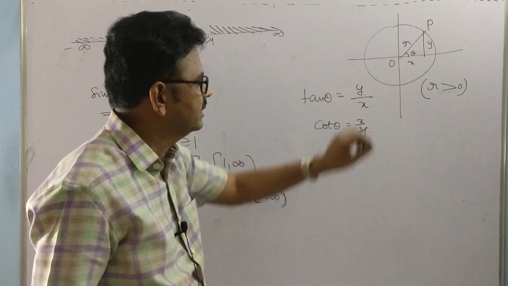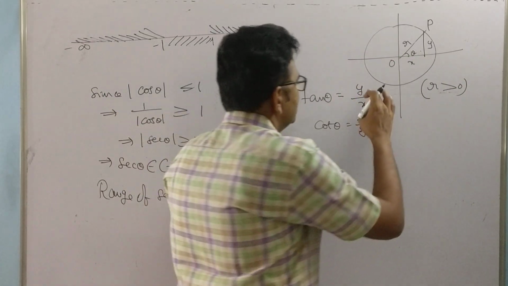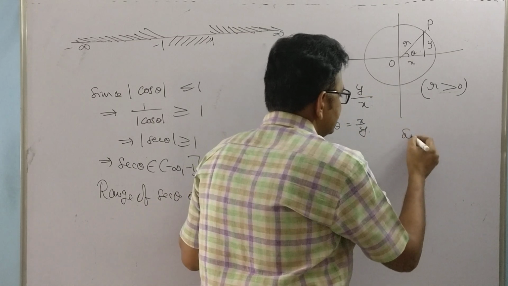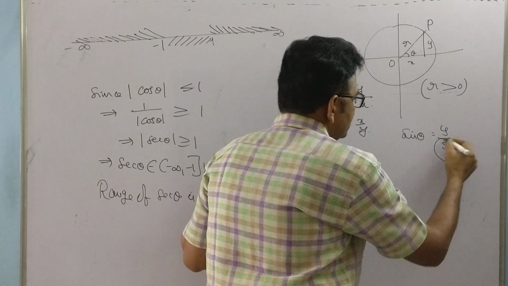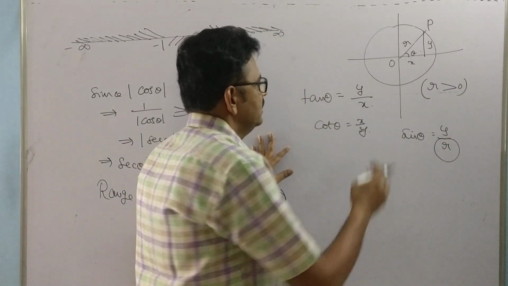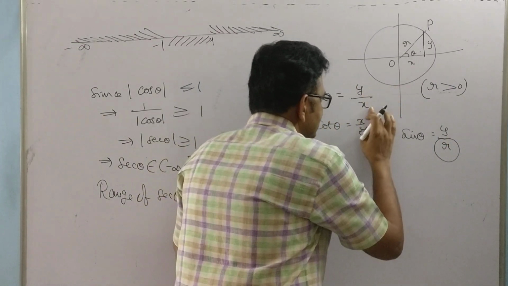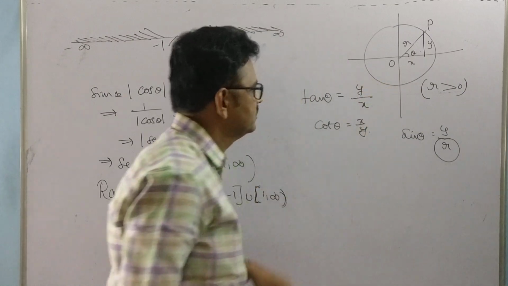So tan theta is Y by X, and there is no condition on Y. Suppose you take sin theta, what is sin theta? Sin theta is Y by R. R is always positive. X and Y, we can't decide whether they are negative or positive, so it depends on the quadrant.